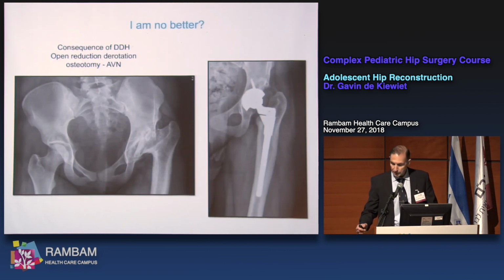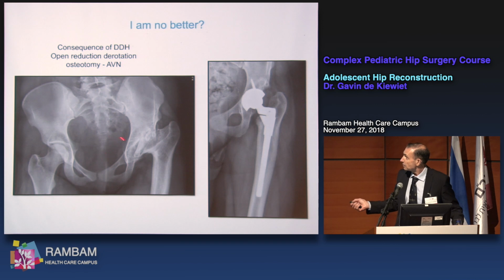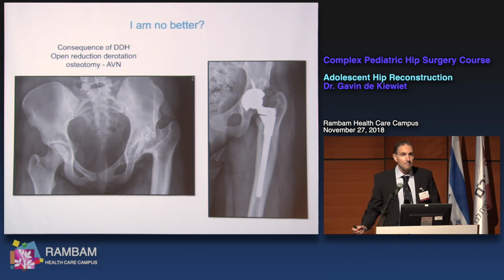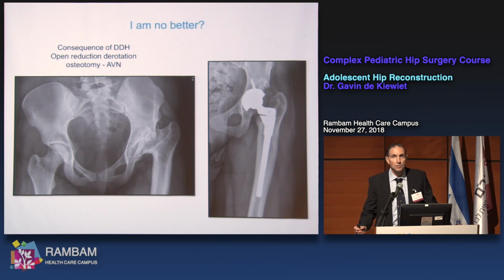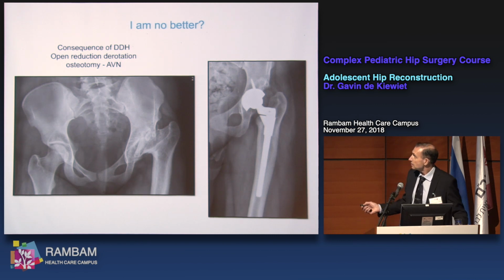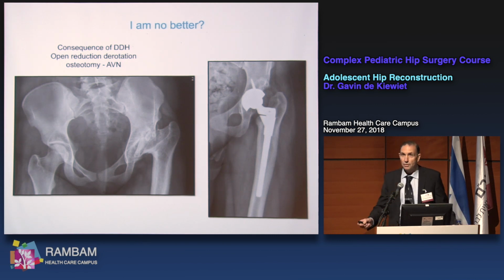So this young lady came with DDH as a child. She had a failed conservative treatment for DDH. She had an open reduction of the hip. This was followed by femoral derotation osteotomy, and unfortunately she ended up with avascular necrosis. And then she came as an early teenager with this hip and ended up with the joint replacement surgeons, who went on and did this joint replacement on her.